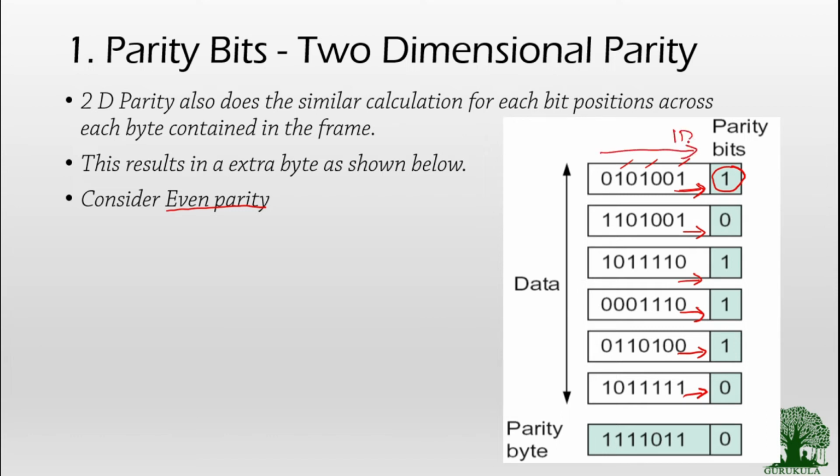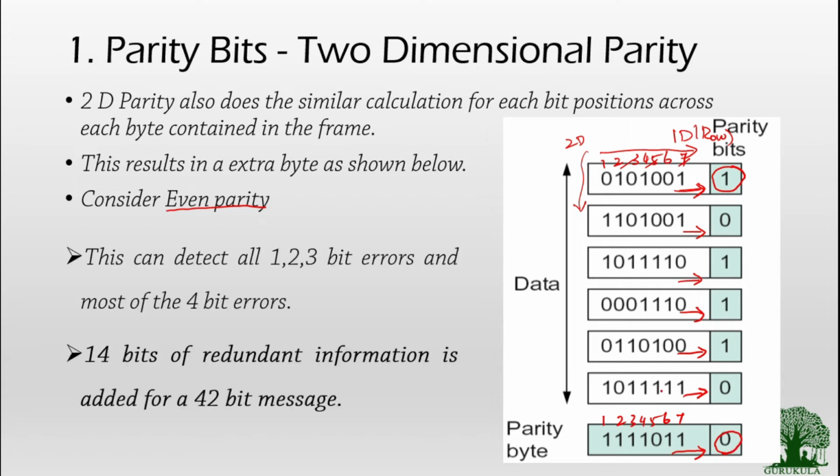So the first dimension is row and the second dimension is column. As you could see, there are 1, 2, 3, 4, 5, 6 and 7 columns. So 7 columns, and each and every column will have a separate parity bit. Each and every column will be assigned a separate parity bit, and this row is also assigned another parity bit. So now this type of two-dimensional parity can detect up to 3-bit errors, and sometimes it can also detect a 4-bit error as well.